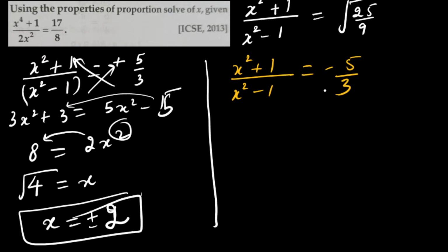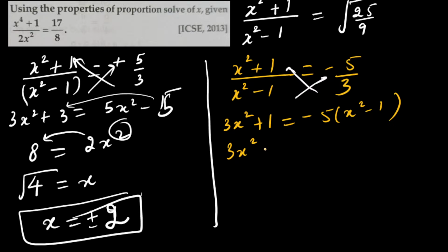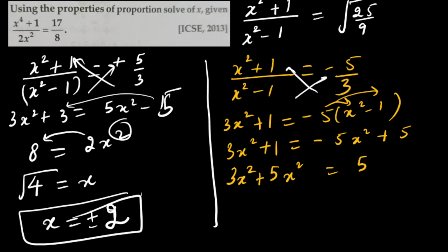So next one, let's simplify for this one. Again, we'll do cross multiplication. If I do cross multiplication, it will become 3x square plus 1 minus 5 into x square minus 1. So 3x square plus 1 minus 5x square. Minus is outside, we have to change the inner sign. This has to be multiplied. So minus 5x square plus 5. Now like terms we'll write together. Let's shift 5x square to the other side. So 3x square minus 5x square, when we shift to the other side it will become 5x square. So 5, 1 if we shift to the other side it will become minus 1.